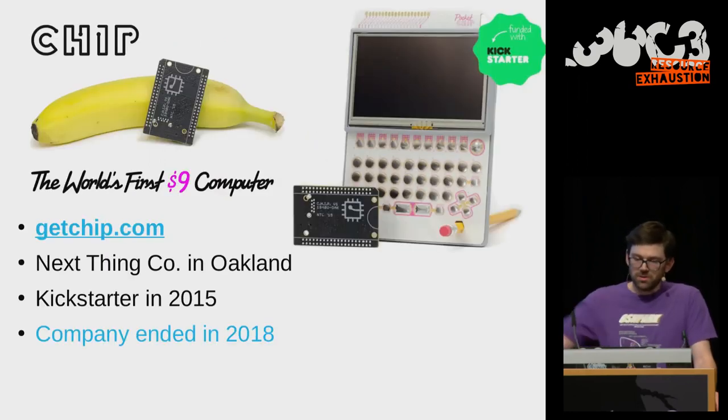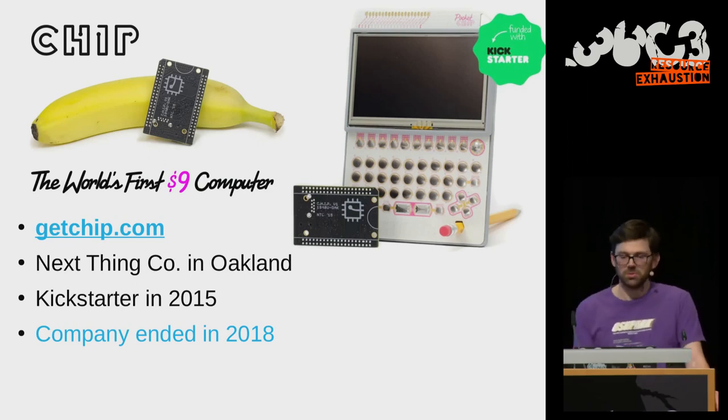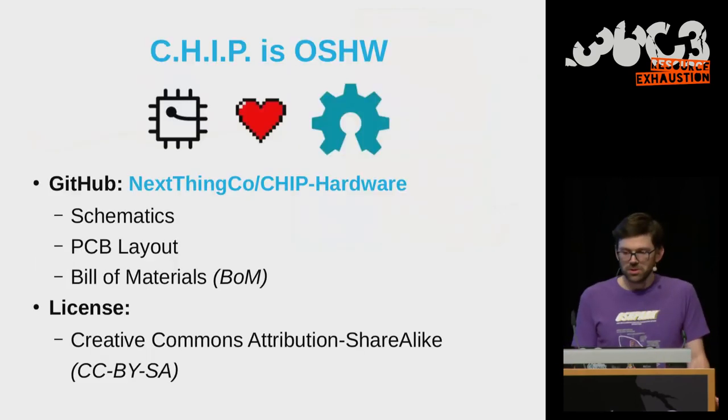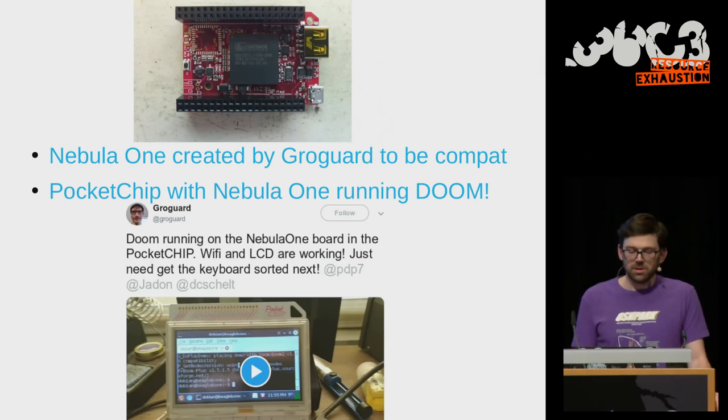And if you see here, there's this really cool thing called the PocketCHIP, which was a nice handheld little Linux computer. It was really cool. But the company went out of business, which was unfortunate. But this one person, Christopher, he goes by Grogard, designed his own board that plugs into the PocketCHIP. If you click on the link in the slides, you can see Doom running on it, which is always the demo that you show with a Linux system.